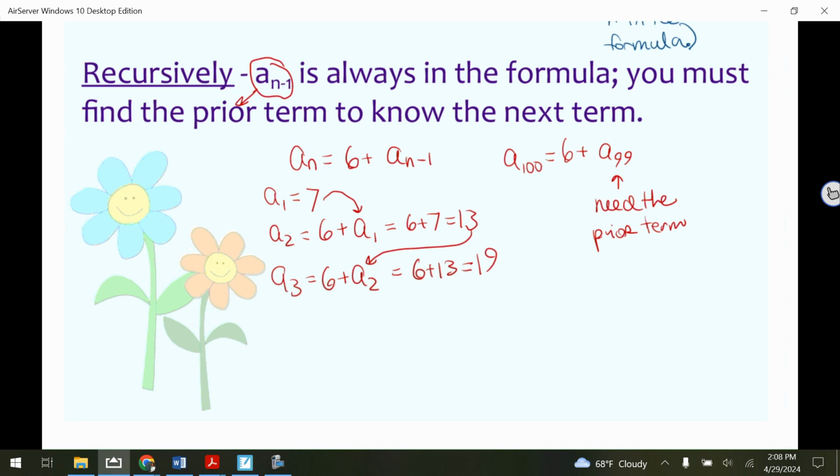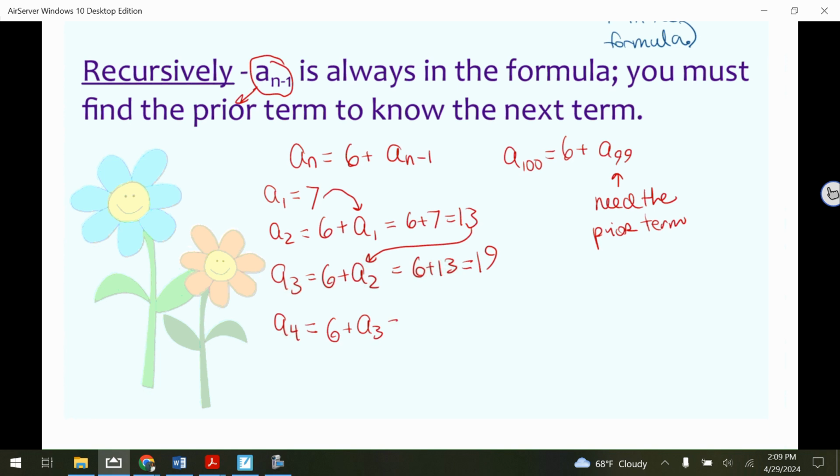And I'll just do one more. For a sub 4, looking at the formula at the top, it is 6 plus the prior term, a sub n minus 1. That's a sub 3. So 6 plus, got to plug this in, 19 is going to be 25. And so if I were to need the 100th term, I need to go up to 100.